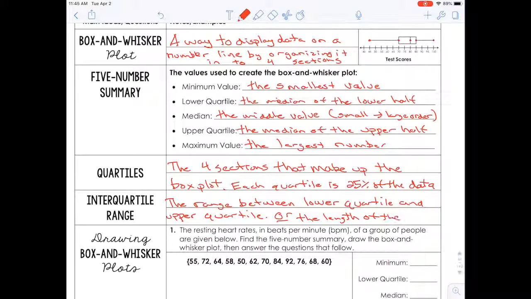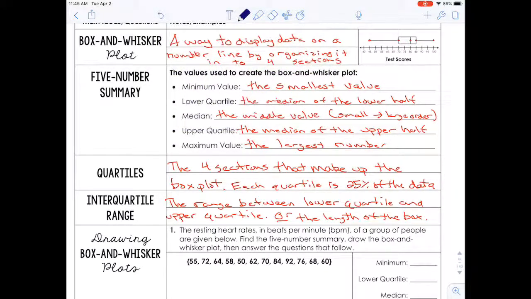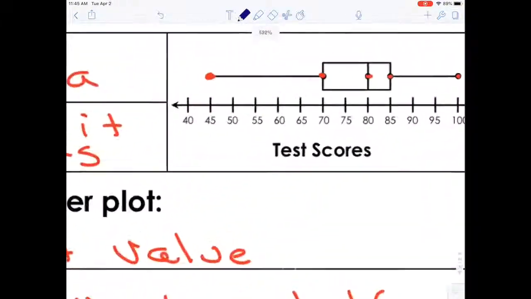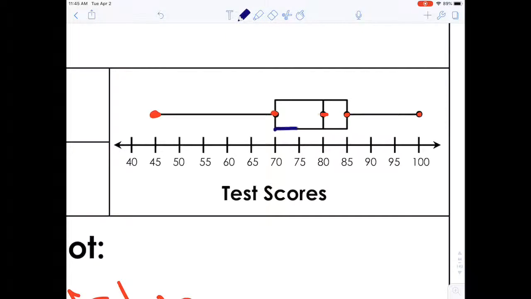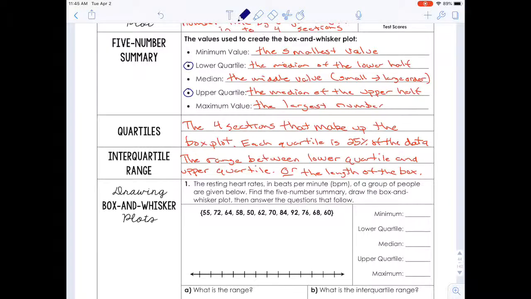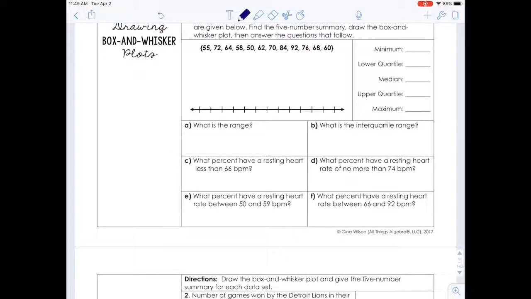So all you have to do for the interquartile range is take this number and subtract this number. And it is just telling you how far this is. So you take this number and subtract that number. Okay, and then you're just going to practice this. What's the range? What's the interquartile range?